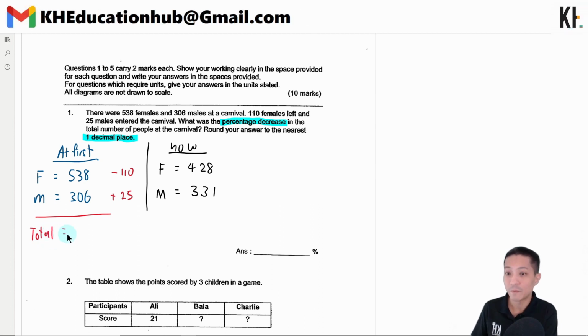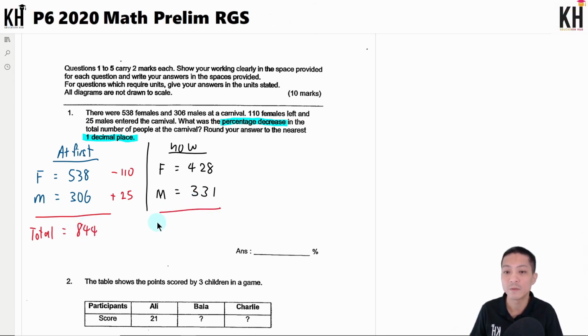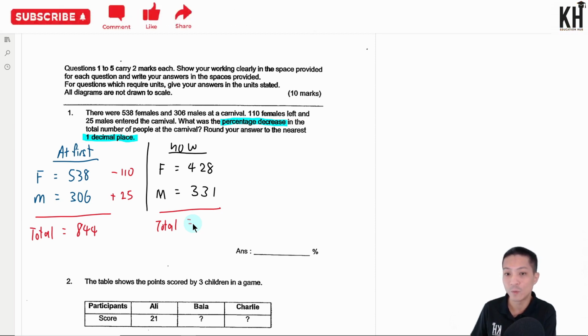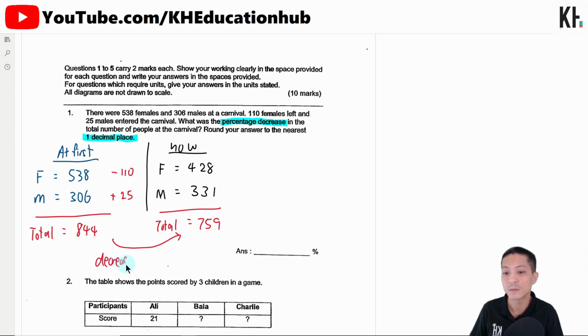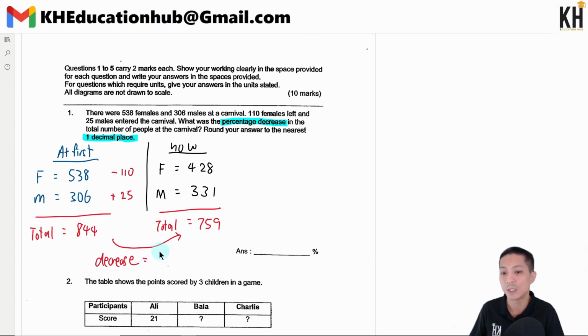Okay, total will be 538 plus 306, 844. And for the now, the total will be 428 plus 331. Okay, 759. So in this case, what is the decrease? Okay, decrease will be equal to 844 minus the 759, which is 85, right?